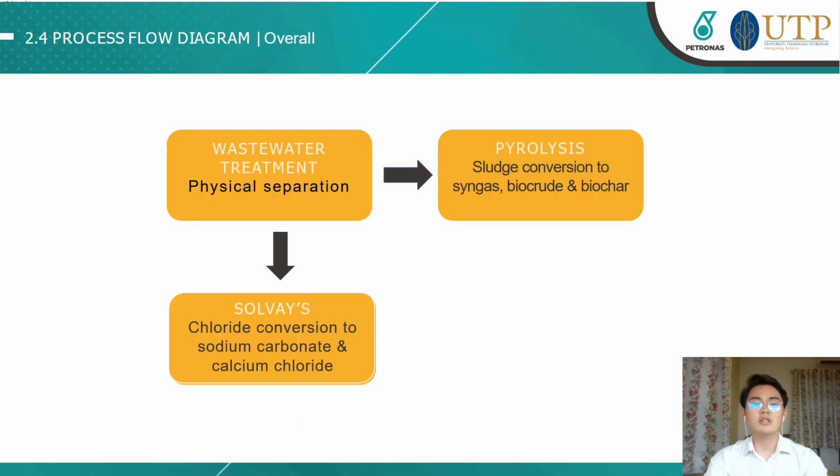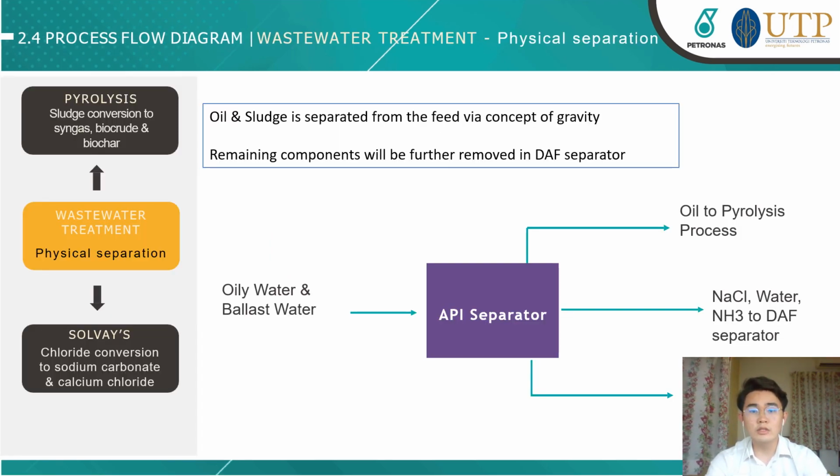So now I'll be talking about the process flow diagram. So this is the overall process flow diagram for our design. This design is separated into 3 main processes, which starts off with the wastewater treatment, where I'll be talking about the physical separation, followed by the pyrolysis process, where sludge is converted into syngas, biocrude and biochar, and the Solvay process, where the chloride is converted into sodium carbonate and calcium chloride. Let's start off with the wastewater treatment.